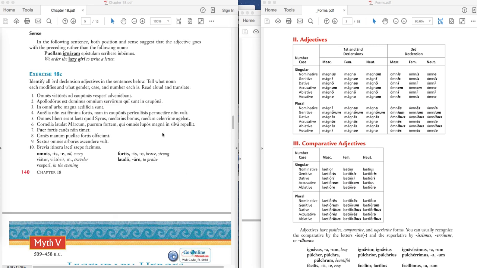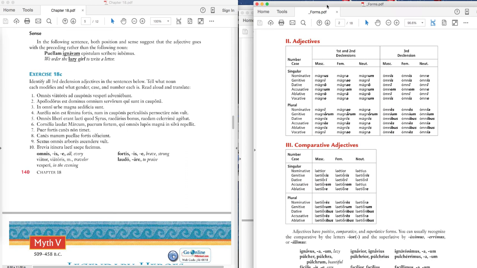Okay, everyone, we're back with 18C now. This one, the idea is to identify all third declension adjectives in the sentences that are below and tell what noun, again, each one is modifying and what gender, case, and number each one is.